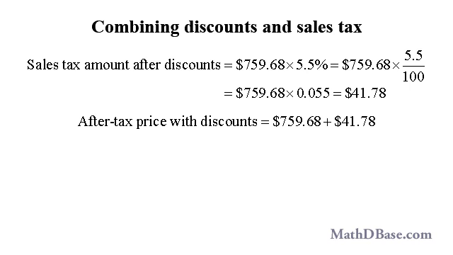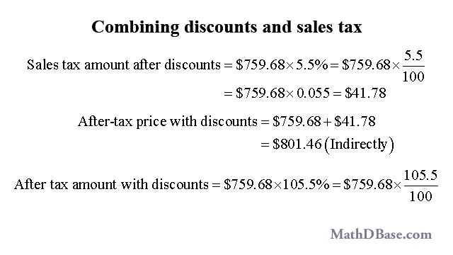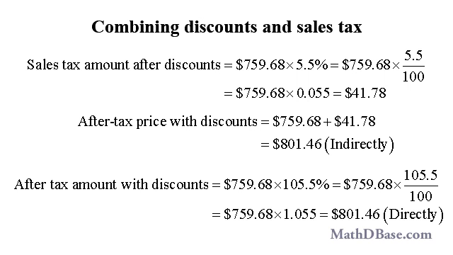$759.68 plus $41.78, or $801.46, calculated indirectly. To calculate the final price with sales tax directly, multiply $759.68 by 105.5%, or $759.68 by 105.5 over 100, or $759.68 by 1.055, where that percentage represents the fact that we are adding the 5.5% tax to the 100% discounted price. In either case, Mrs. Smith's total amount spent will be $801.46.